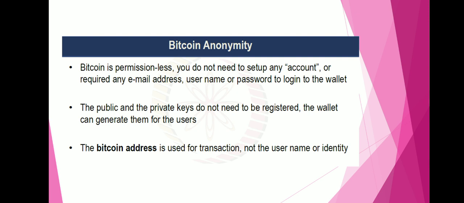If you want to initiate a transaction, we need public addresses, which we call Bitcoin addresses. These Bitcoin addresses are used for a transaction. Here we do not use a username or identity. Like bank account numbers, we use Bitcoin addresses in order to transfer Bitcoins from one wallet to another wallet.